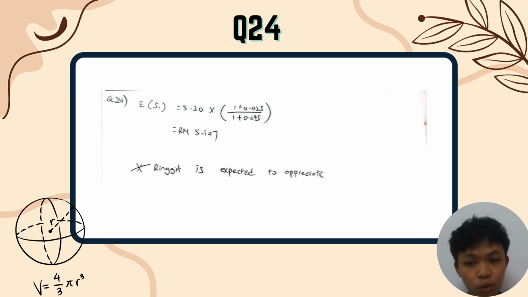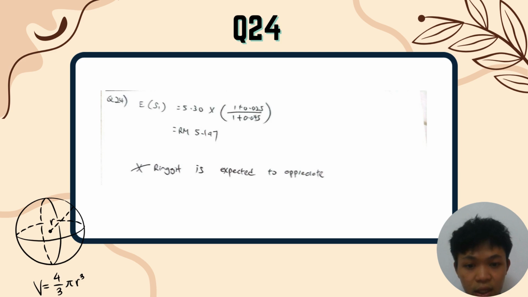We need to use the UIP to calculate the expected future spot rate after 1 year. The annual interest rate in Malaysia is 2.5% and in the UK is 4.5%. So we use the formula to calculate the UIP after 1 year. The expected future spot rate is equal to the current spot rate multiplied by 1 plus the Malaysia interest rate, divided by 1 plus the UK interest rate.